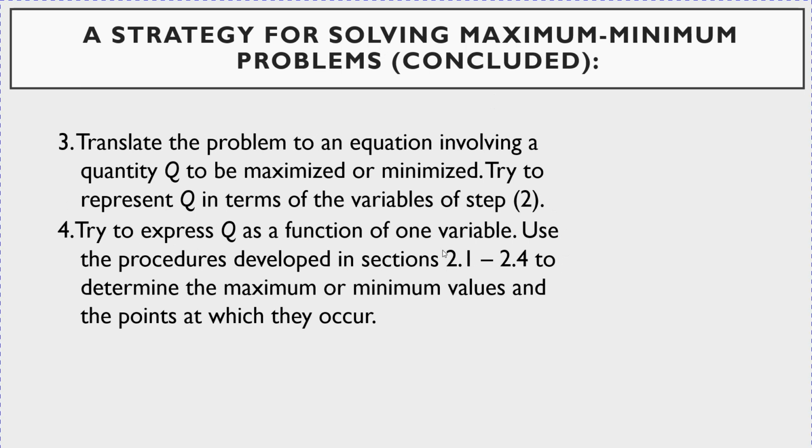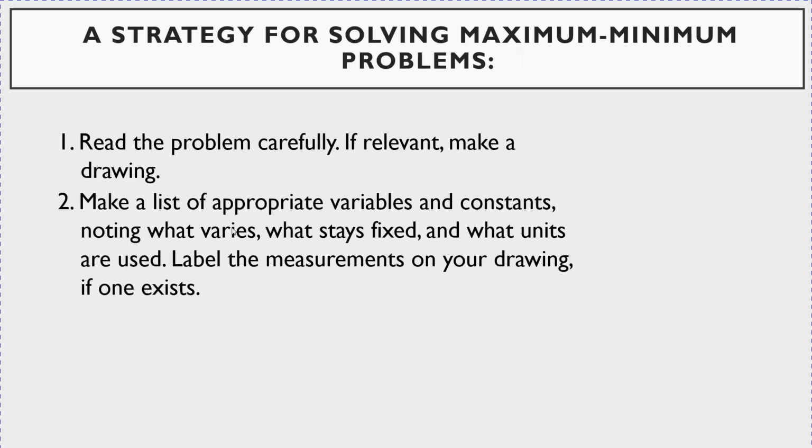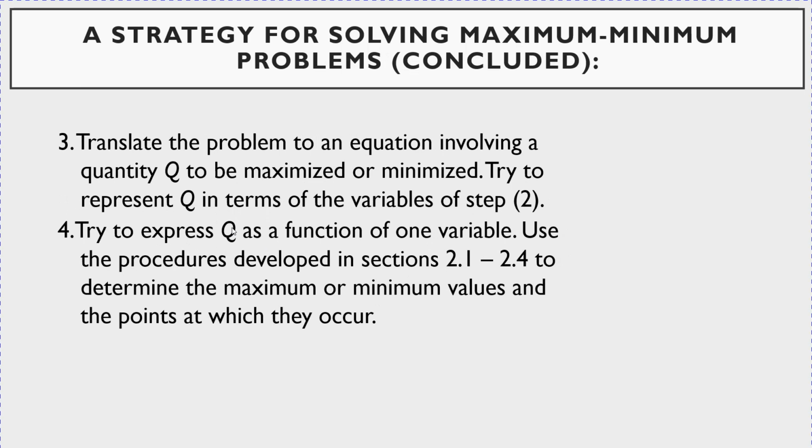Then you're going to translate the problem to an equation involving a quantity Q. This quantity is what you're trying to find the maximum or the minimum of. So you're going to try to represent Q in terms of the variables that you found in step 2. I'm going to do a problem that involves 2 variables, you'll see, and then I'll write it as an expression of 1 variable. So you really just want to get it in terms of 1 variable if possible.